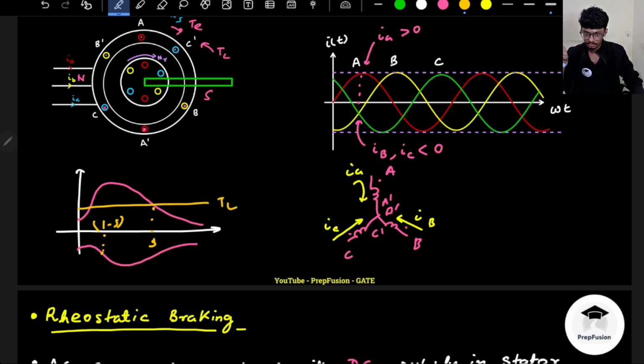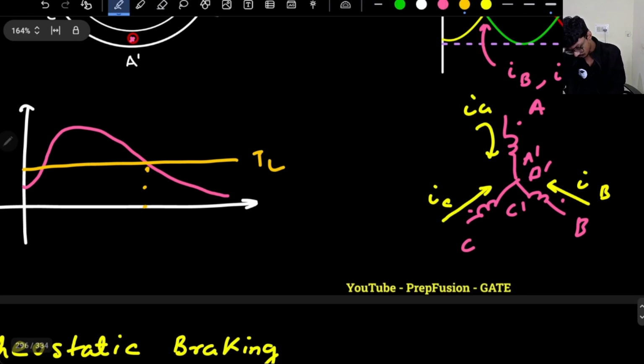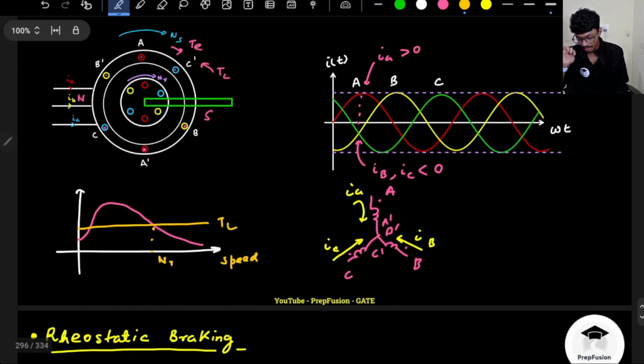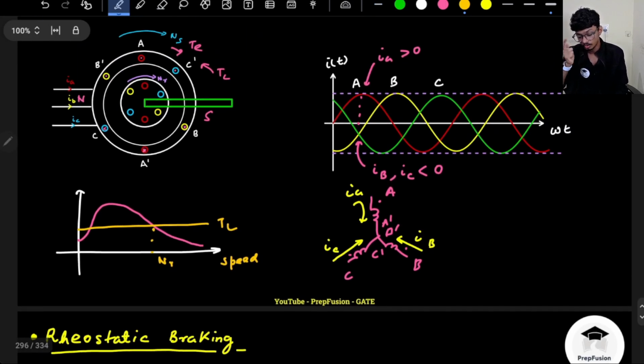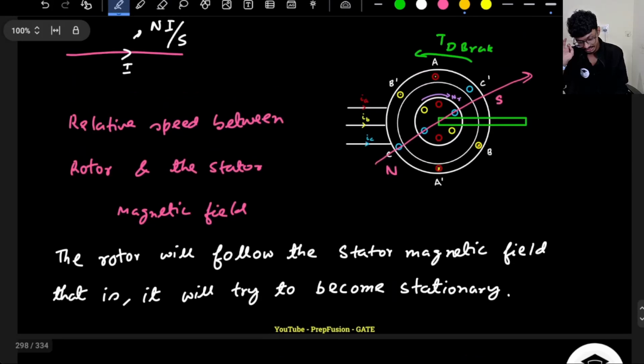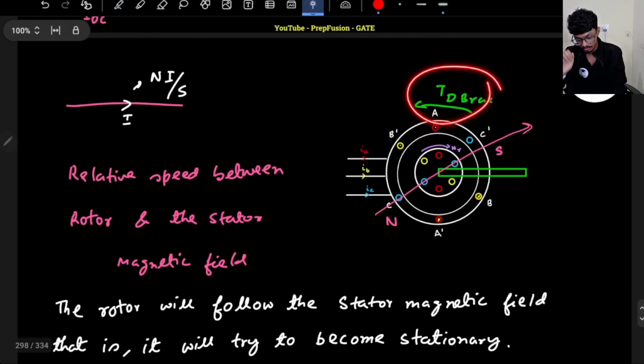I hope you are able to understand. The graph will also be flipped. What do I mean? NR is the same, so this is the speed NR. I am drawing the torque-speed graph, and this is the speed. Now the motor will generate an opposing torque. Why will it generate an opposing torque? Because, as I just told you, it will provide a braking torque.